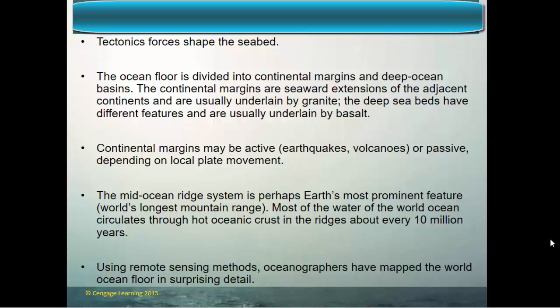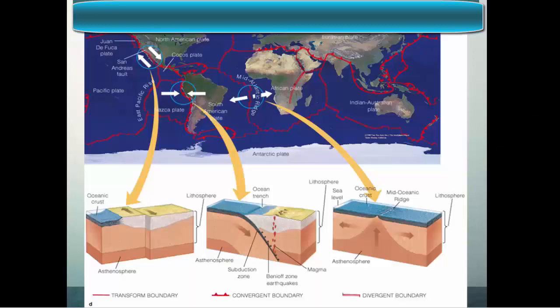The mid-ocean ridge system is perhaps Earth's most prominent feature. It's the world's longest mountain range. Most of the water of the world ocean circulates through the hot oceanic crust in these ridges about every 10 million years. Using remote sensing methods, oceanographers have mapped the world ocean in amazing detail. That's something we'll take a look at.